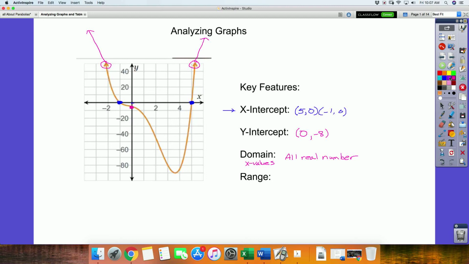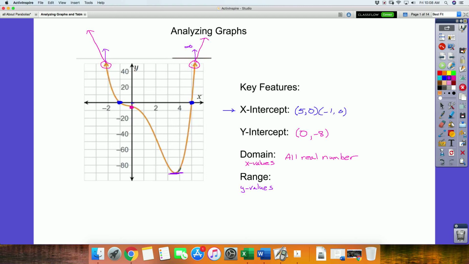The range, on the other hand, is the y values. If we want to know which y values are in the graph, we need to look going up and down. Now, again, if I look at these arrows, they are both pointing upward. So that means it's going to get bigger going up forever and ever. So that means it's going to go to infinity in the upwards direction. But what happens when we go down? If I follow the graph down, I see that it hits this minimum point right here before it starts going back up again. That means that we're never going to have a value below that purple line.